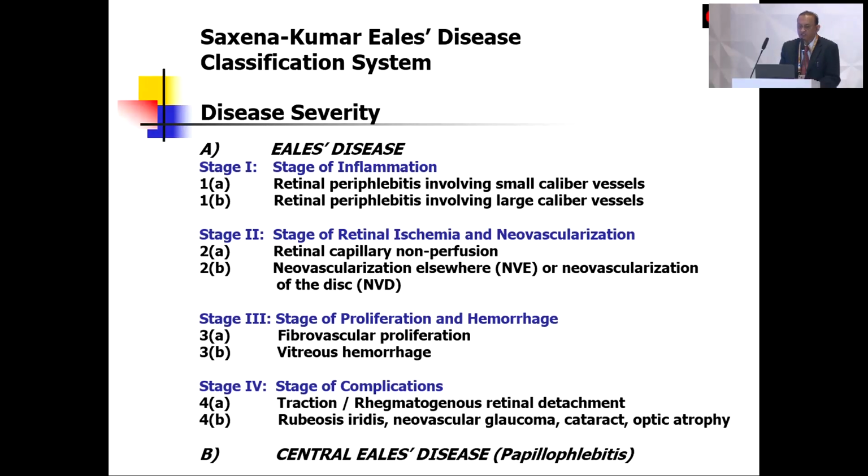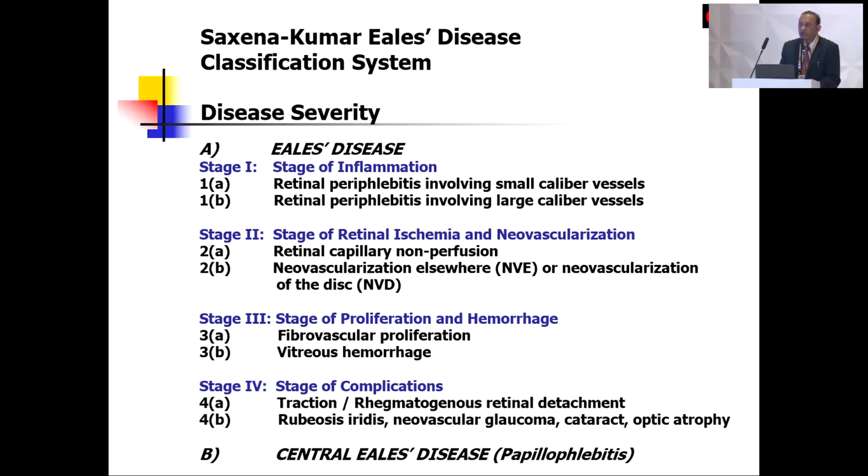Stage 1 is the stage of inflammation, where the retinal periphlebitis is basically involving the small caliber vessels. Stage 1B is a periphlebitis of the larger caliber vessels. Stage 2 is the stage of retinal ischemia and neovascularization, where 2A is retinal capillary non-perfusion, and 2B is the stage of neovascularization in the form of NVE or NVD.